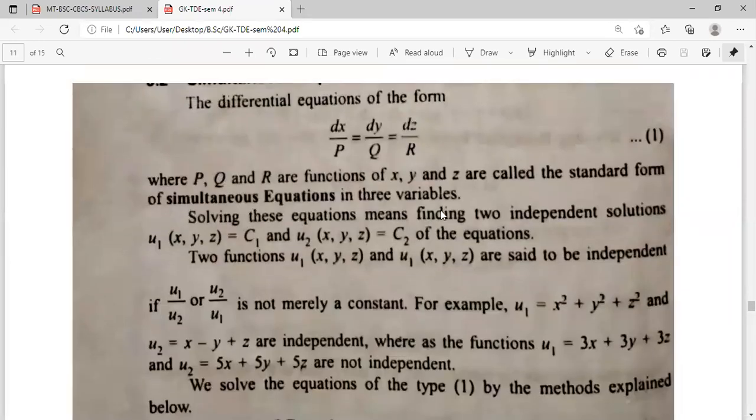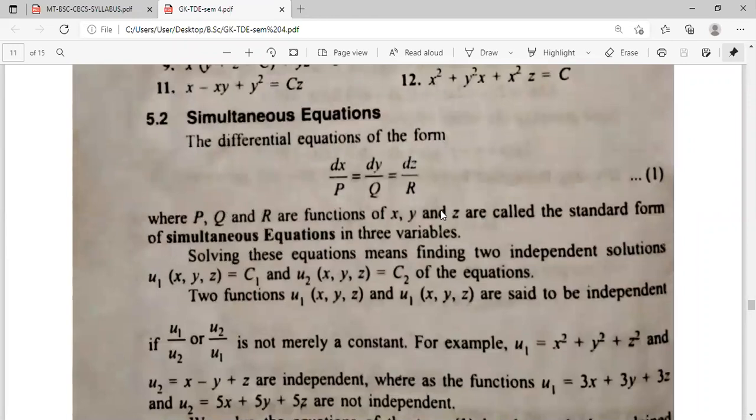Now we'll go for the next one, simultaneous equations. The differential equations of the form dx by p equal to dy by q equal to dz by r, we are calling equation number one. Just remember this is the standard form of the simultaneous equations. The previous one was the total differential equations. Now we are discussing simultaneous equations.